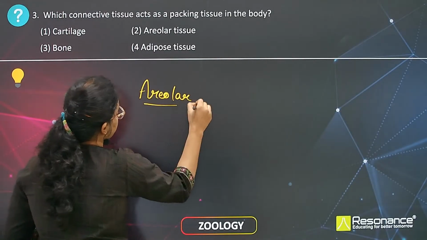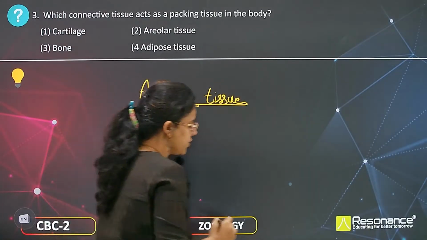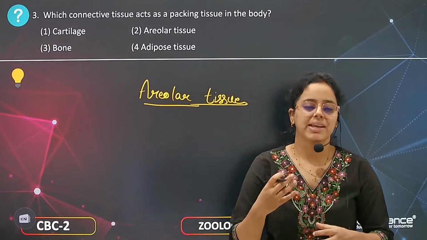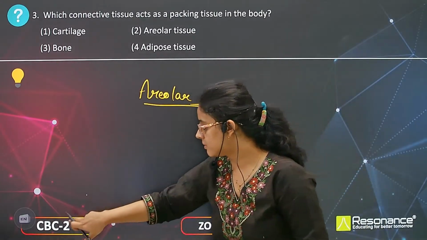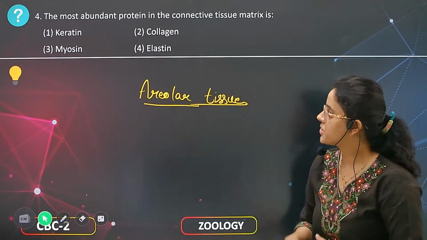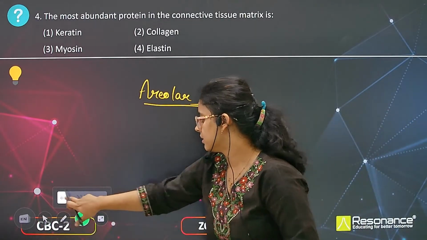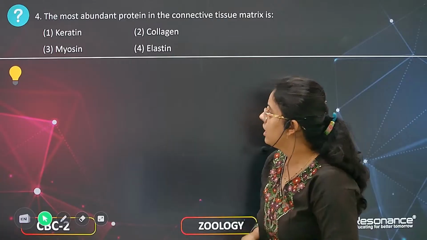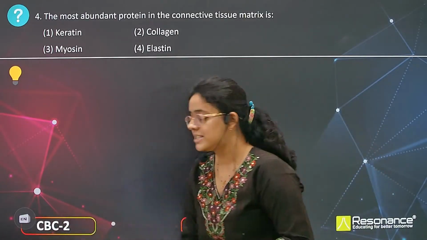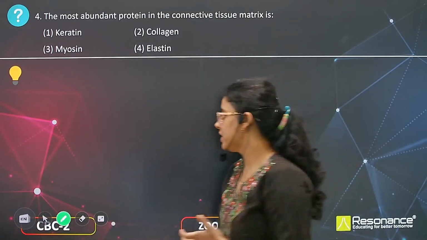So areolar tissue is called packaging tissue. It packs the organs. It protects the organs from mechanical or chemical stresses. Now, our next question: the most abundant protein in the connective tissue matrix. Yesterday we discussed this, the most abundant protein.